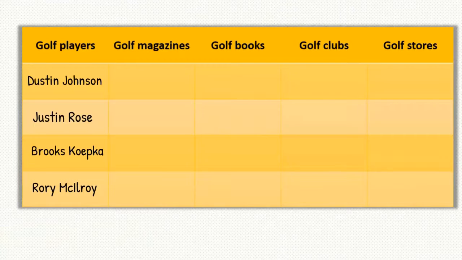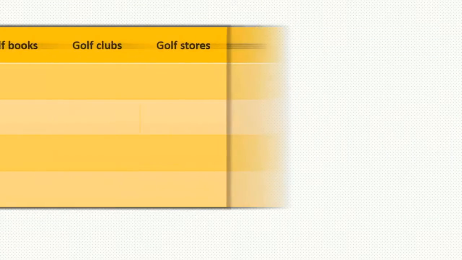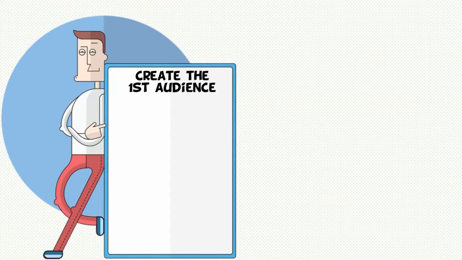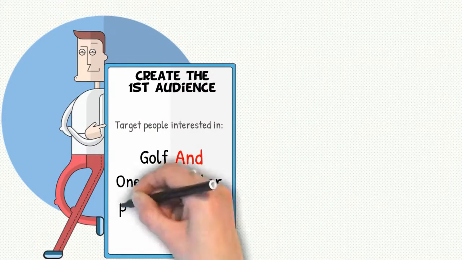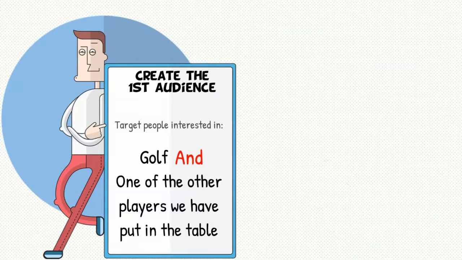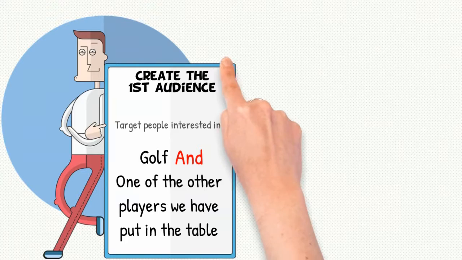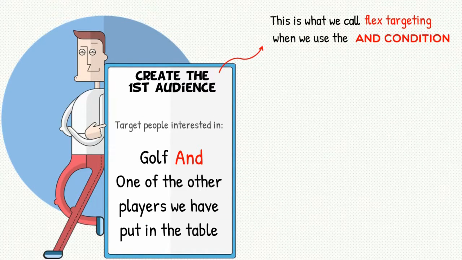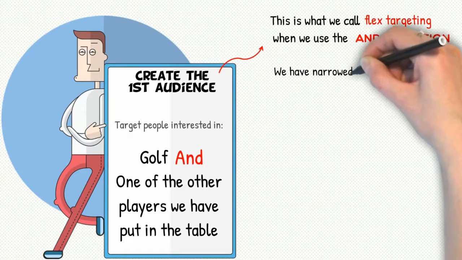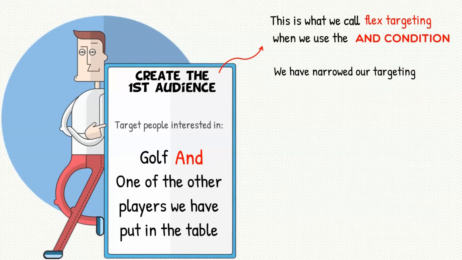So now we have the names of our 4 players and we are going to write them inside of our table. Now, after having all these names, we are going to create our first audience and tell Facebook to target people interested in golf and in at least one of the other players we have put in this table. This is what we call flex targeting when we use the AND condition. And that's how we have narrowed our targeting.